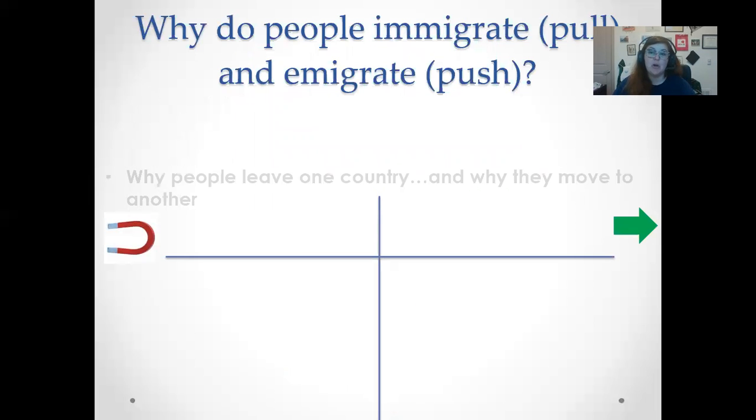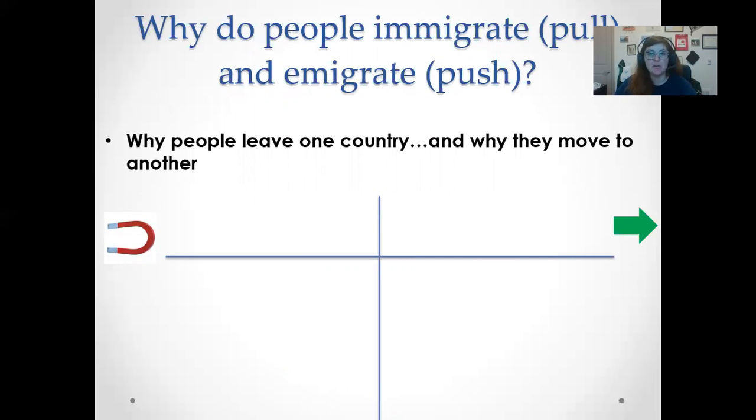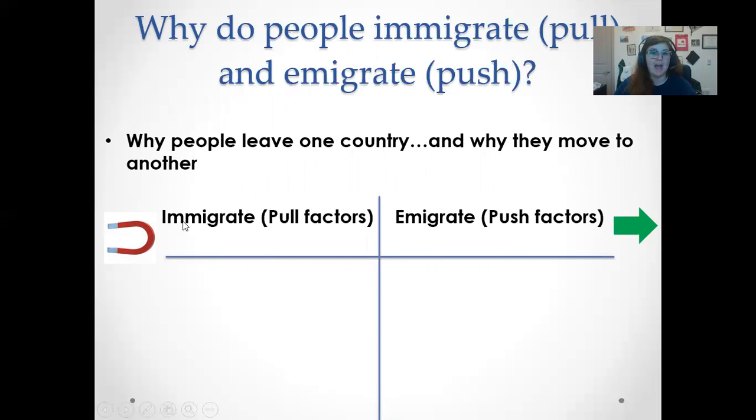Okay, so go ahead and in your notes, make this little T-chart, please. Okay, so we're going to look at what are called pull factors, why people are coming to the United States, and push factors, why people are leaving their homes, right? So immigration with an I, why they come here, and emigrate with an E, why they're leaving the place they're from. Okay, so make that little T-chart, and then we're going to fill it out.